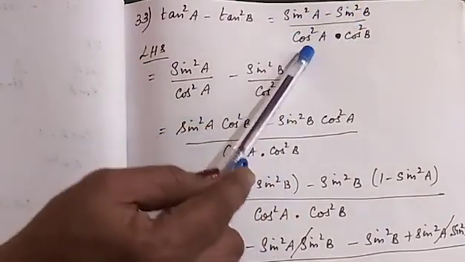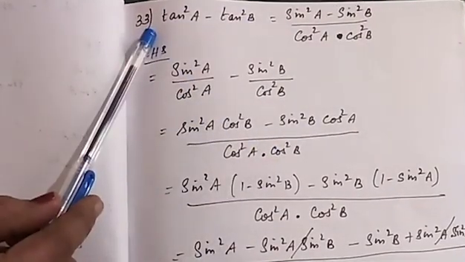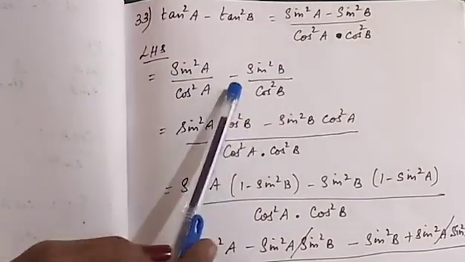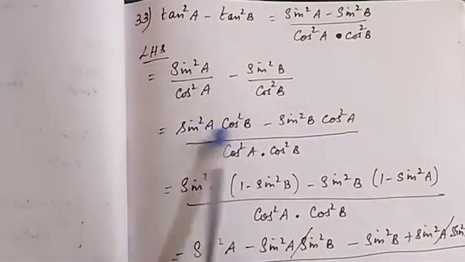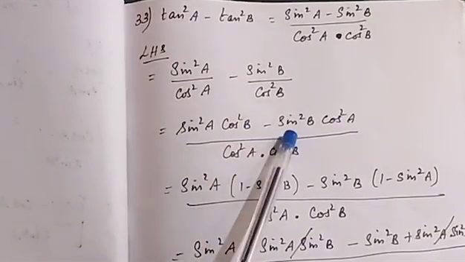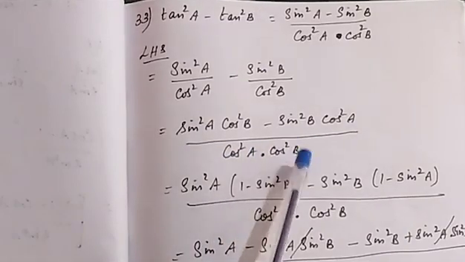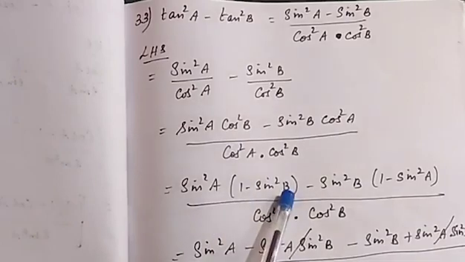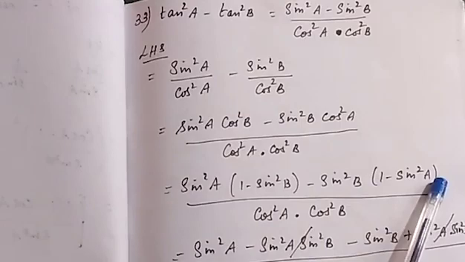Okay. So, tan squared A minus tan squared B is equal to sin squared A minus sin squared B upon cos squared A into cos squared B. So, take the left hand side. Tan theta is equal to sin theta upon cos theta. So, write sin squared A upon cos squared A minus sin squared B upon cos squared B. Now, take LCM. So, you will get sin squared A cos squared B minus sin squared B cos squared A upon cos squared A into cos squared B. Now, in the place of cos squared B, you can write 1 minus sin squared B. In the place of cos squared A, can you write 1 minus sin squared A? Now, multiple.